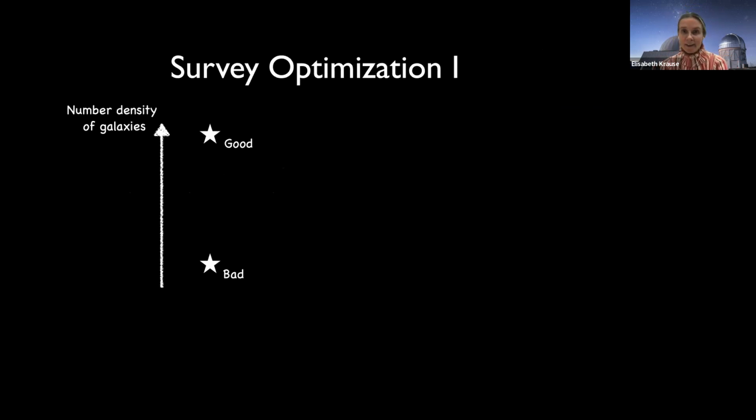These are the baseline analyses, of course. Until the survey really starts and we agree on everything, there's still some optimization to do in terms of survey strategy and everything. In the past, that was a very simple task. We could just say that higher number density of galaxies is always better.